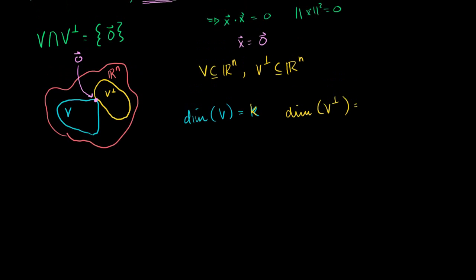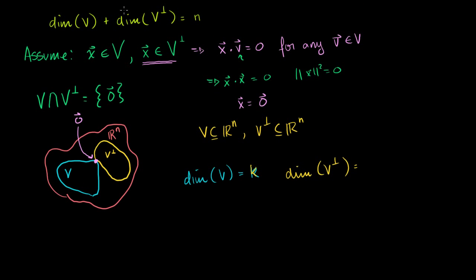Well, when you add them together, I wrote that up here, they have to equal n. So this guy's going to have to be n minus k, right? If you have k here, this guy's dimension is k. This guy's dimension right here, if it's n minus k, then when you add these two up, k plus n minus k is going to be equal to n. So this guy will have a dimension of n minus k.